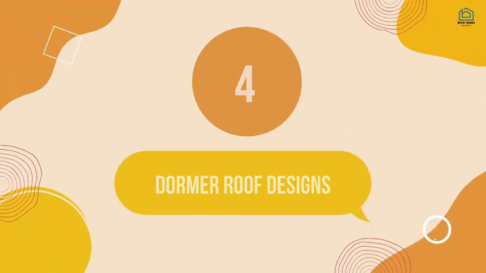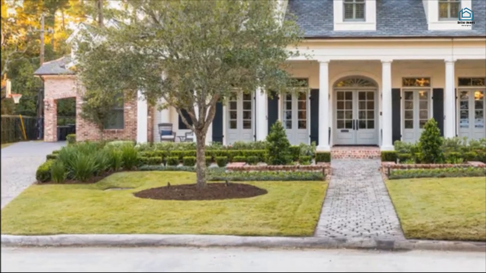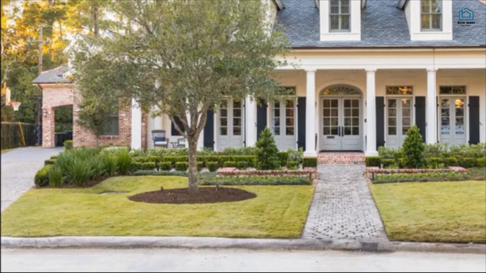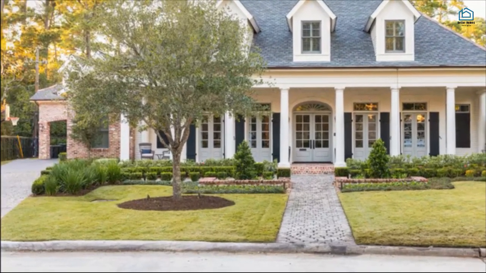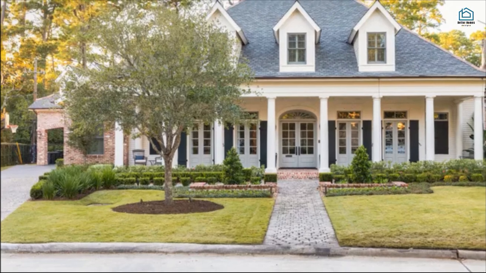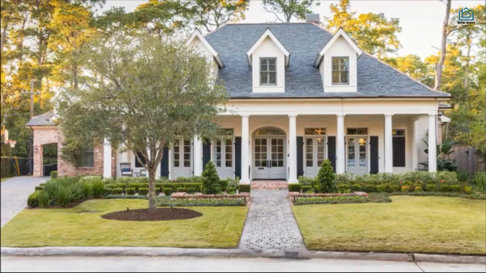4. Dormer roof designs. Dormers are windows that project from the sloping side of a roof, each with its own miniature roof that can be pitched, arched, or flat. By incorporating dormer windows, you bring beautiful, natural light and airflow to the upper parts of a home while enhancing the roofline's visual interest and overall dimension.